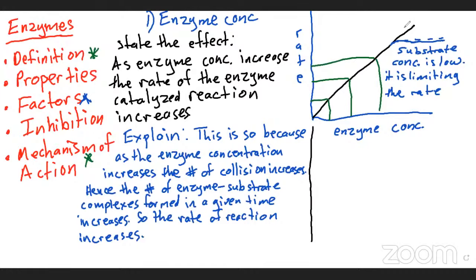So when the substrate concentration is high, as you increase the enzyme concentration, the rate will be going up. But if you see that the rate is becoming constant, it means that the amount of substrate has decreased, so it is limiting how fast the reaction can occur. On a rate versus enzyme concentration graph, it is typically a straight line. But if you get one where you have the straight line and you see it tails off, this part here means that the substrate concentration is low, so it is limiting the overall rate of the reaction. All right, so that is it for enzyme concentration.